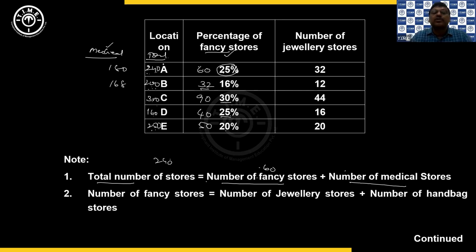300 are the total stores in location C. Out of this, 90 are fancy stores, which means 300 minus 90, 210 are medical stores. Next, 160 are the total stores, 40 are fancy stores, which means 160 minus 40, 120 are medical stores.